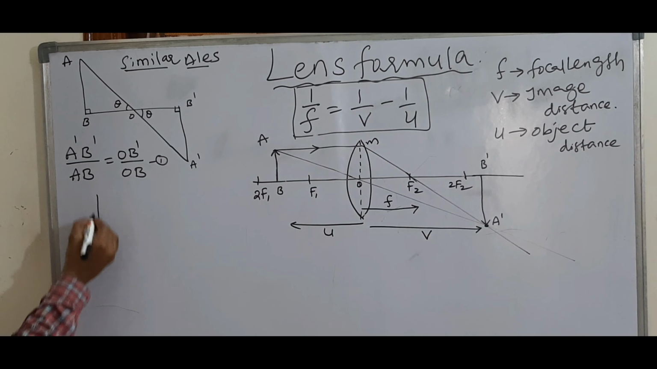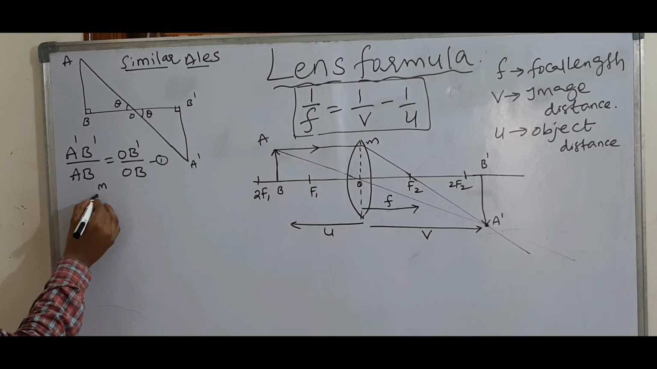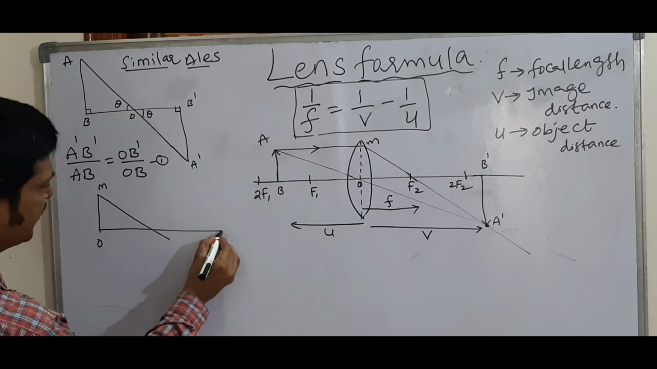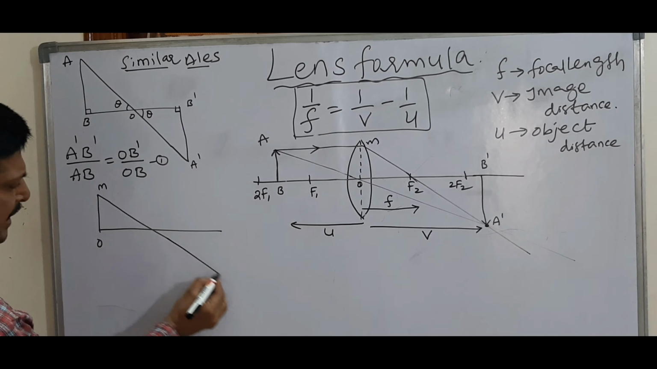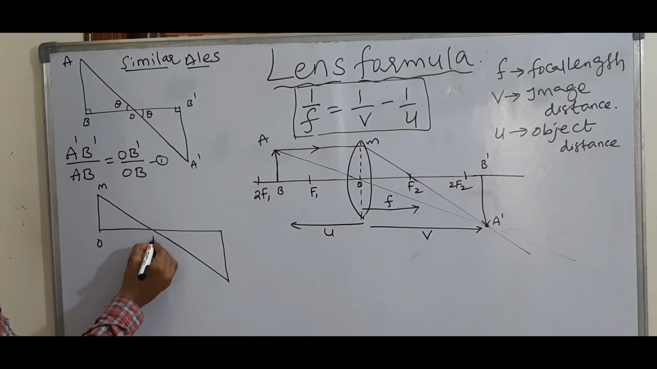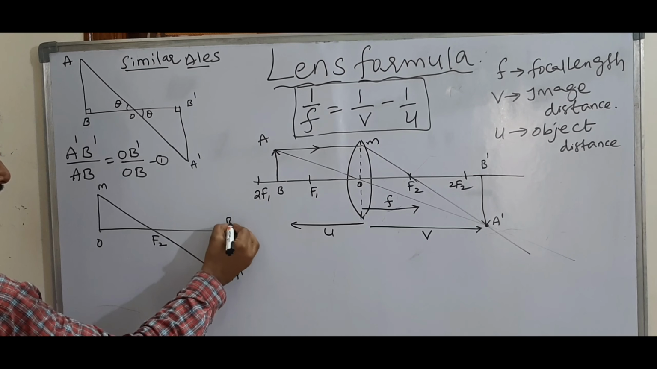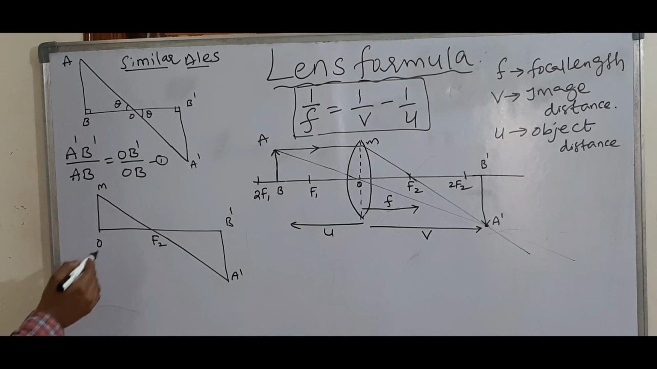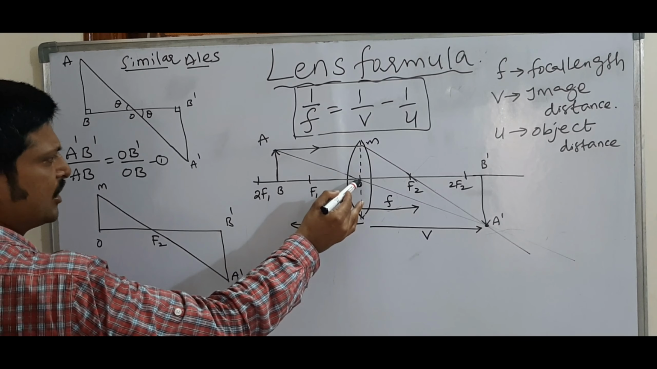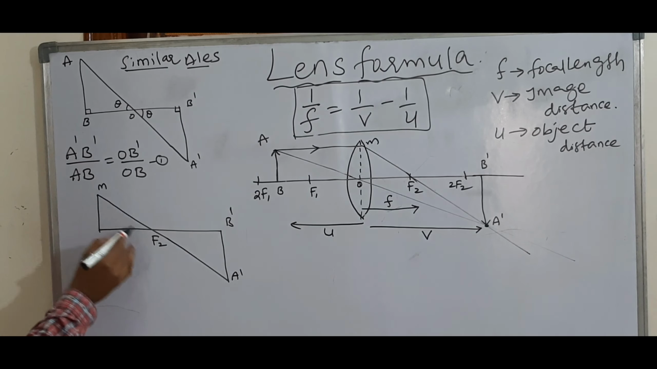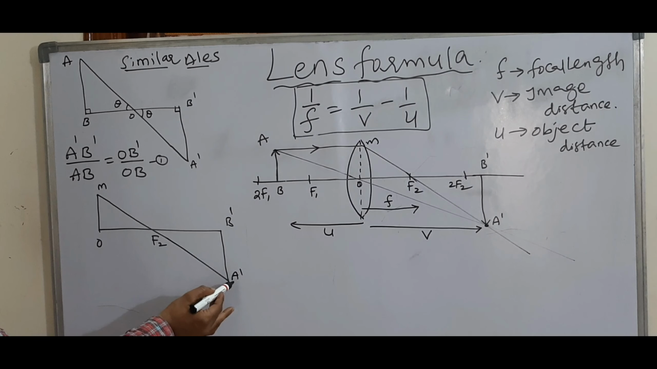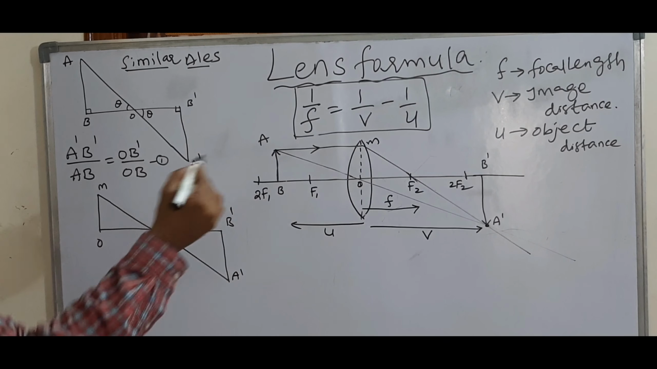So OM, a line is passing. See here, this is the principal axis. A line is passing. See here, this is F, and here this is A dash, this is B dash. That means here triangle OMF2 is one triangle, and A dash B dash F2 is the other triangle.